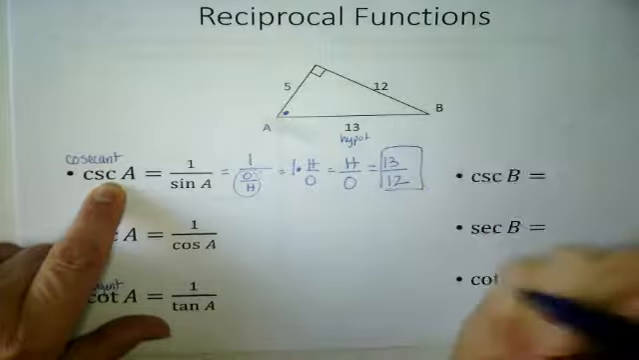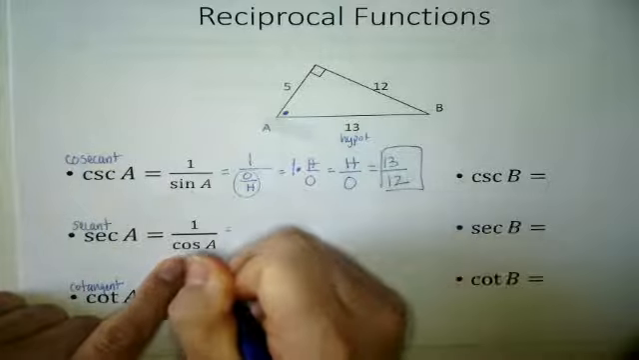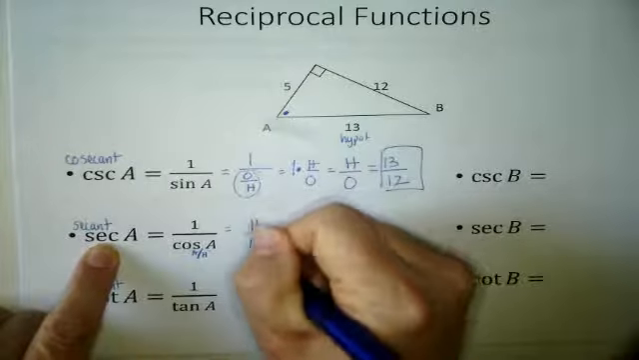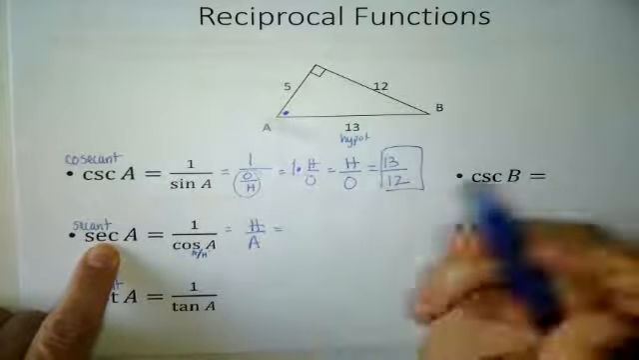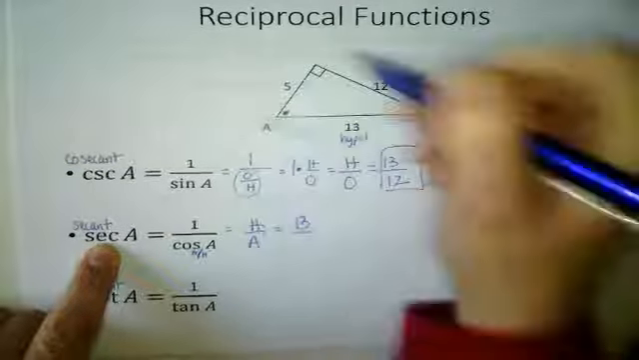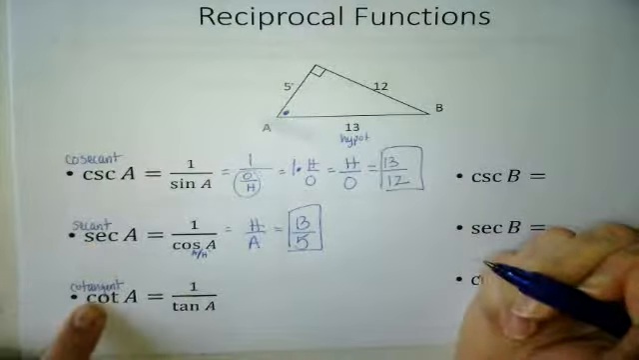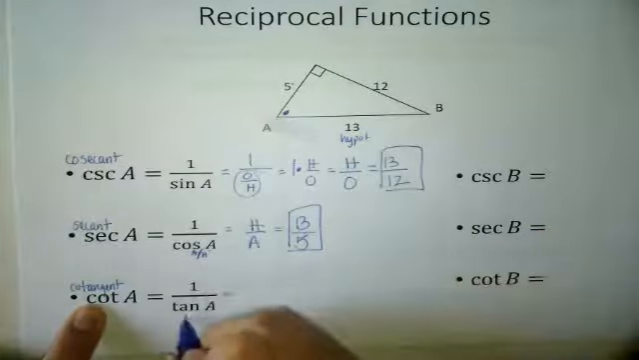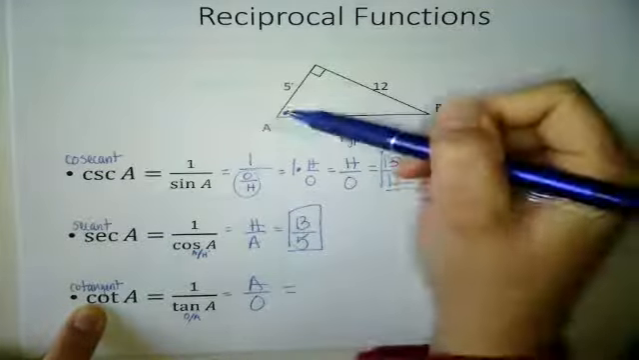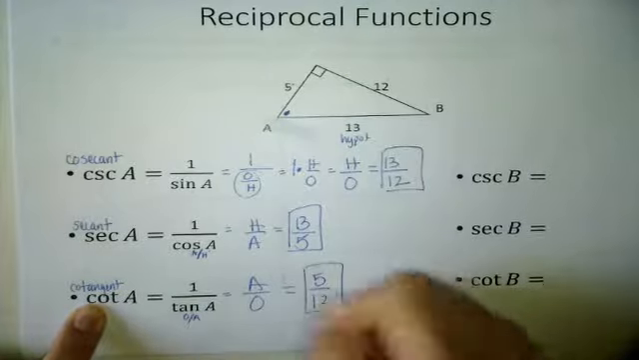And that's it. So secant of angle A is the reciprocal of cosine. Now, if cosine was adjacent over hypotenuse, then secant's going to be hypotenuse over adjacent. You can go through all the math if you want, but it's just unnecessary. So secant is hypotenuse over the adjacent side to A, which would be 5. Cotangent of A, if we know tangent is opposite over adjacent, then cotangent is going to be adjacent over opposite. So the adjacent side is 5 and opposite is 12. So 5 over 12. And that's it.